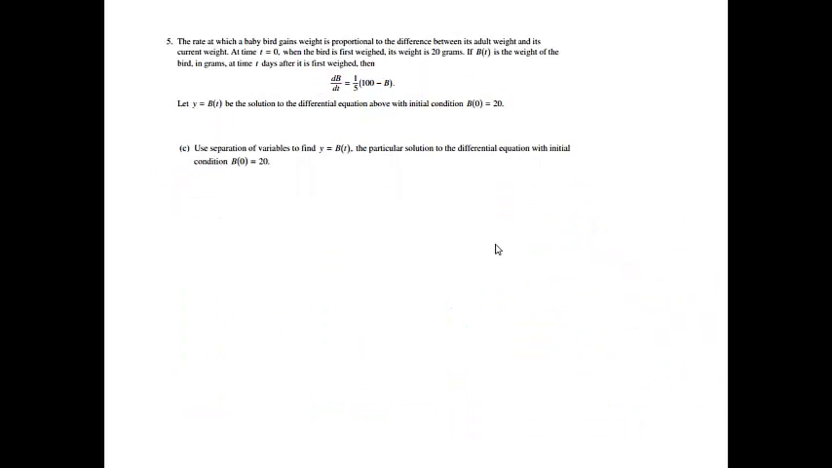All right, part C. Use separation of variables to find y equals b of t, the particular solution to the differential equation with initial condition b of 0 equals 20. Okay, on this one, this is the one that we do get to cross multiply because we want to find a particular solution. And when I write this, the 100 minus b really belongs on the top. So when I cross multiply, I'm going to get 5 db equals 100 minus b dt.